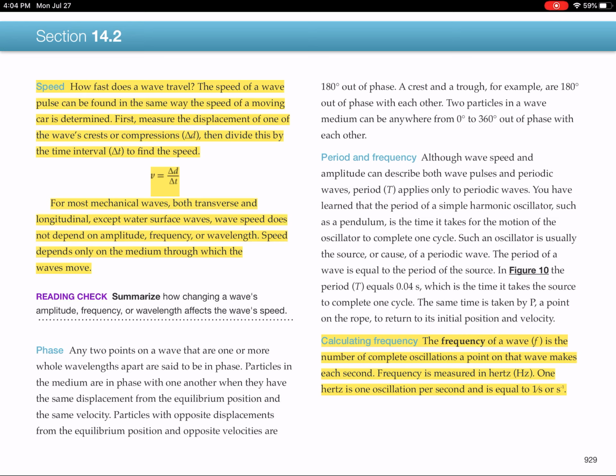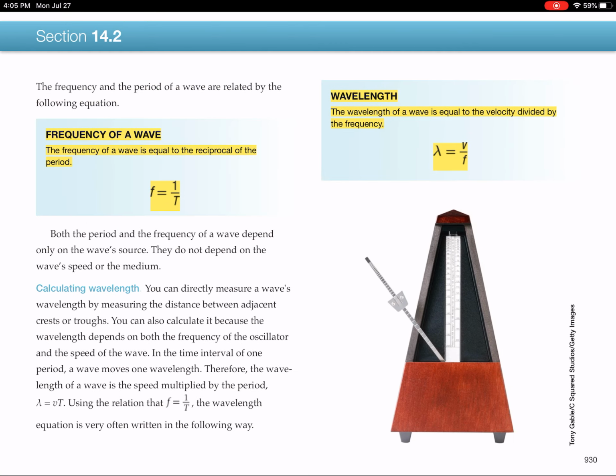Then what we get into is the period and frequency. And then down below, calculating frequency. Well, frequency is the number of waves that are going to be coming by per second. It's how frequently they come by. That's why it's called frequency. Now, unfortunately, we have a weird unit. It's called the hertz, Hz, named after Hertz. And so we've got to remember that it's waves per second that's going on.